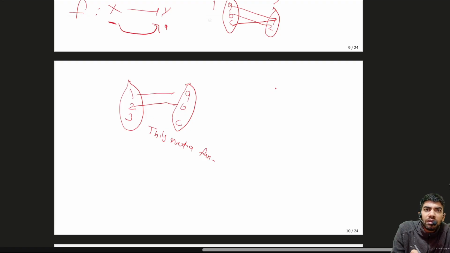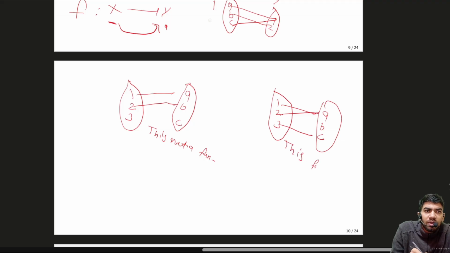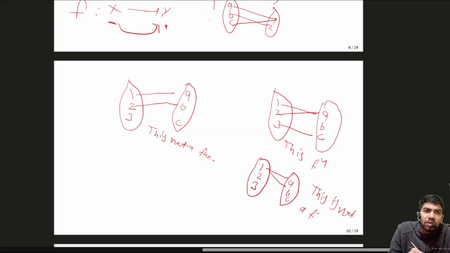But with A, B, C, this is a function. If 1, 2, 3 and A, B, C, this is also not a function. This is not a function. This is not a function. The function is a special type of relation.